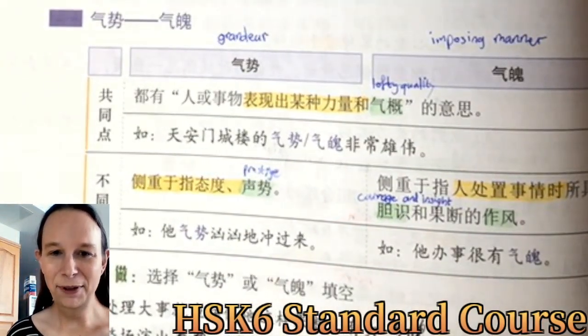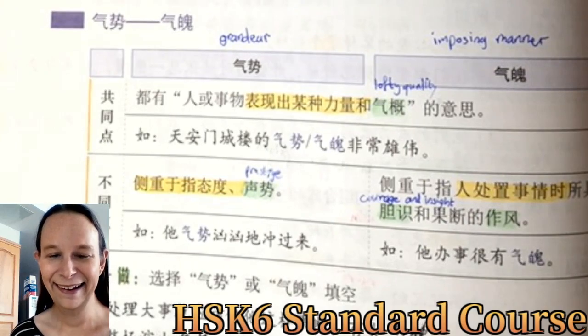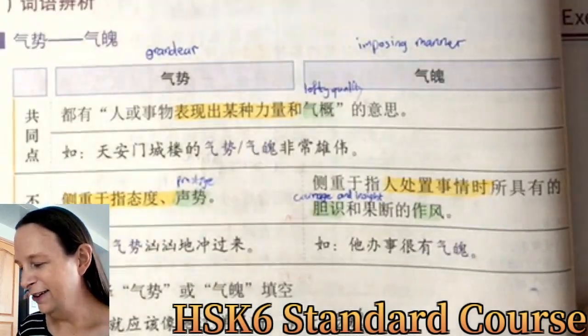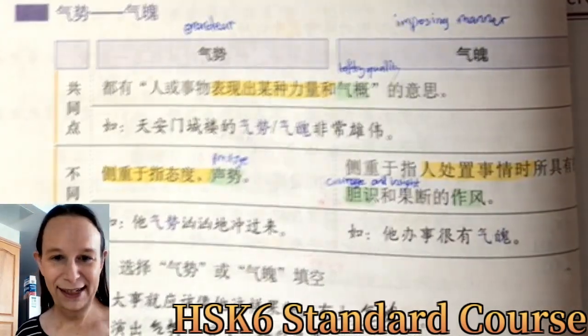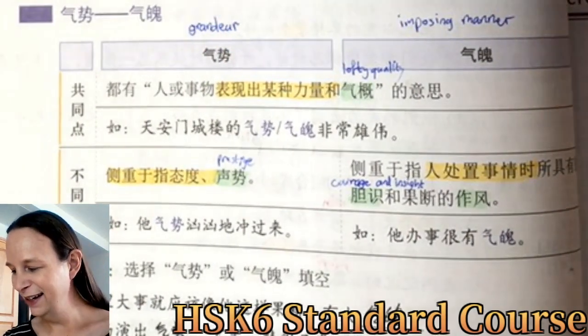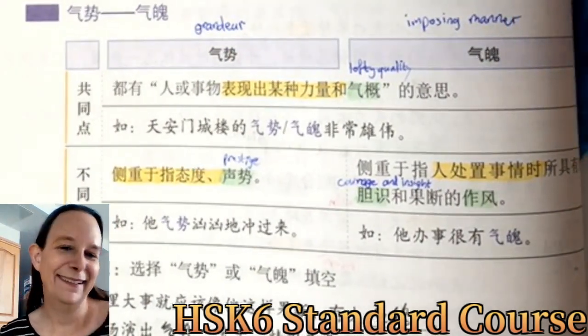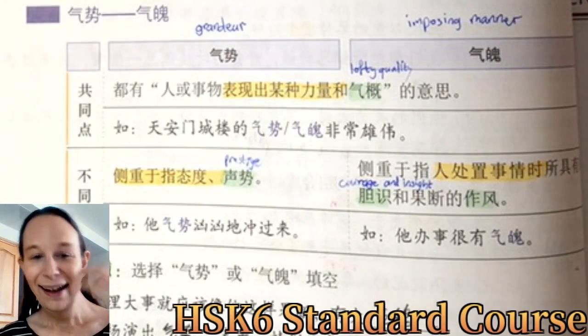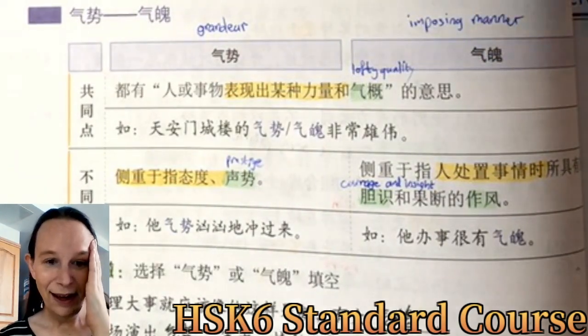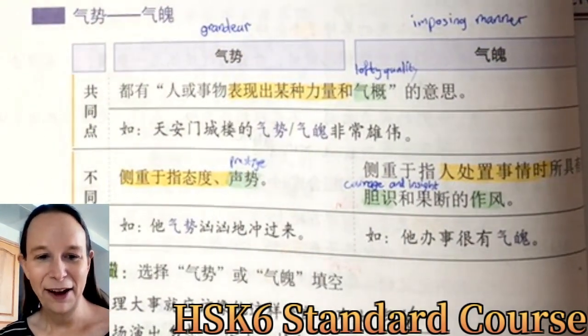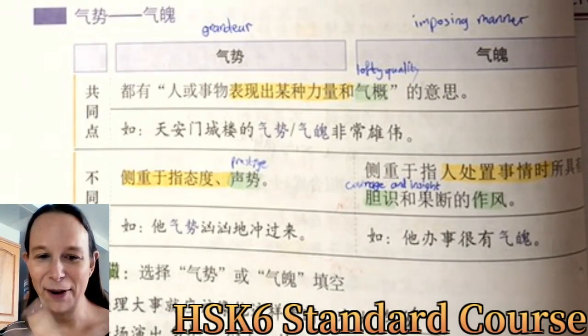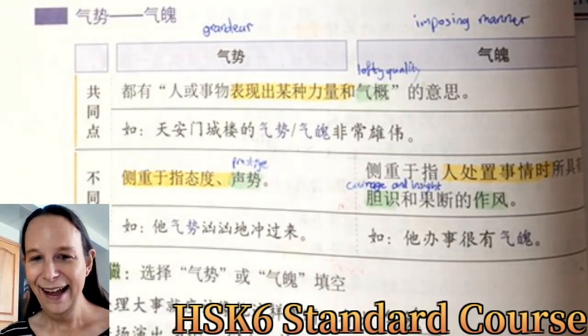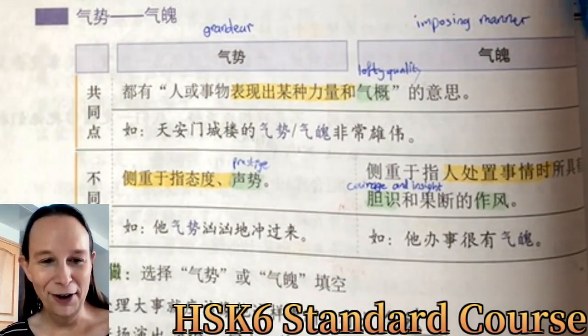气势, 气魄. Yeah. Abstract concepts. 气势, 气魄. Here are grandeur. Here are opposing matter. I don't know. These are really, like, I don't think I've ever encountered someone who has learned Chinese as a foreign language use these words. I feel like this is native-only language.